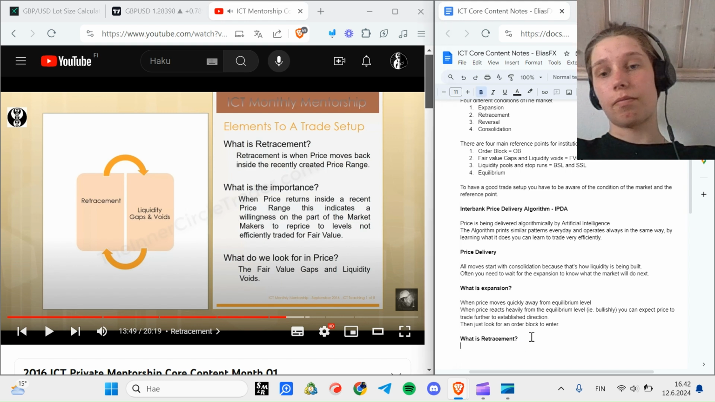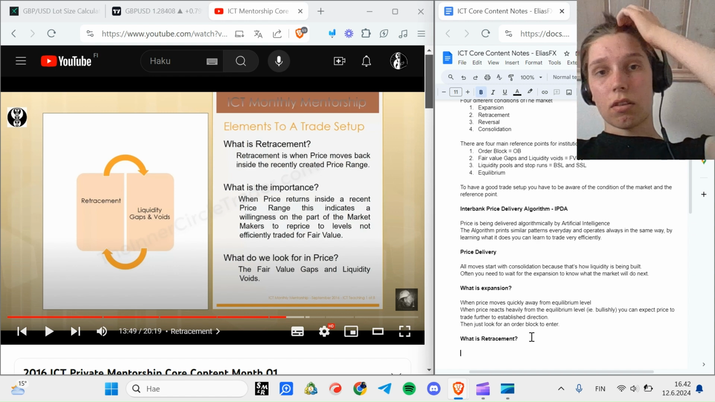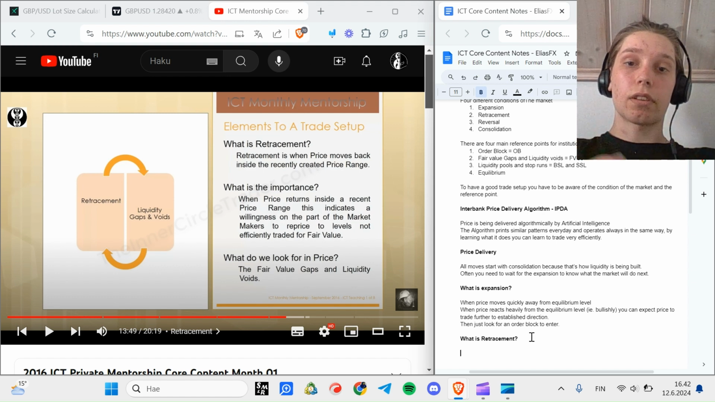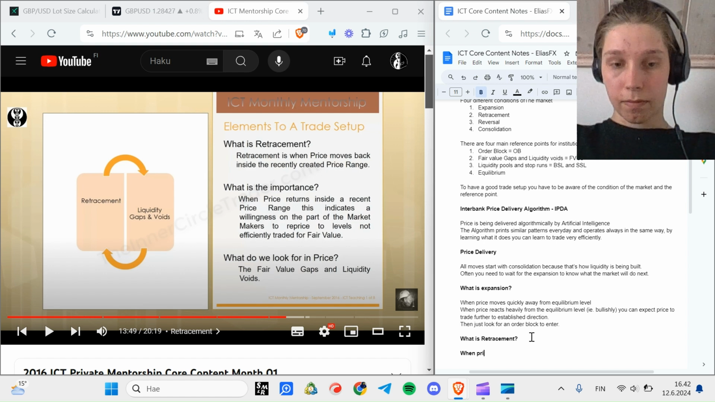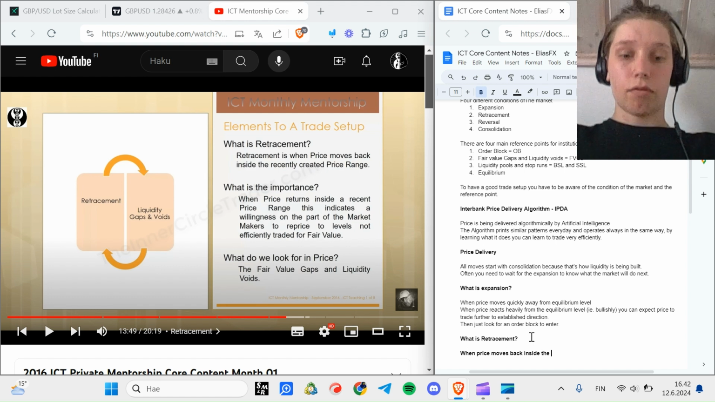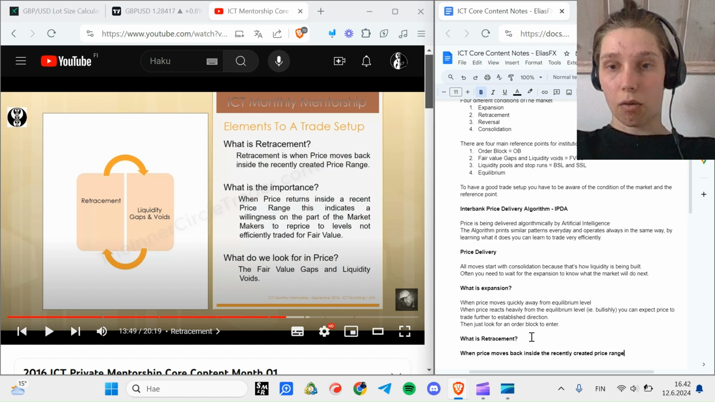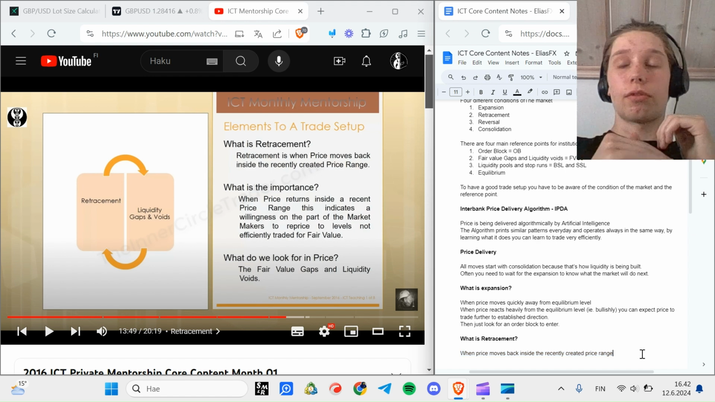Okay, so retracement is pretty self-explanatory. You are just retracing. Let's say you're having a strong bullish price, retracement is when price moves back inside of the recently created price range. So price moves back inside the recently created price range. Now you can trade retracements, and it's kind of like a counter trend trade usually.